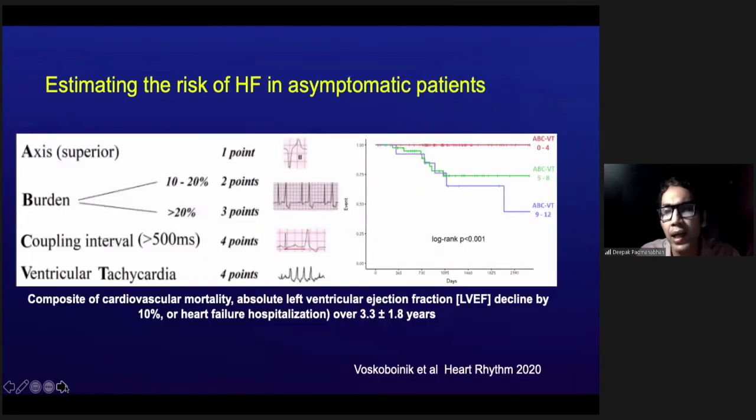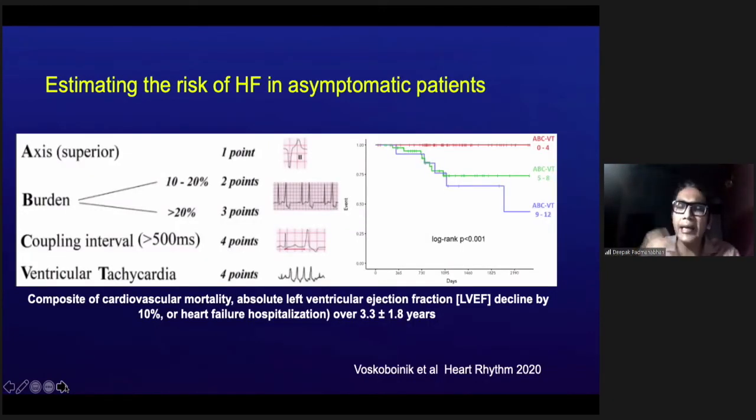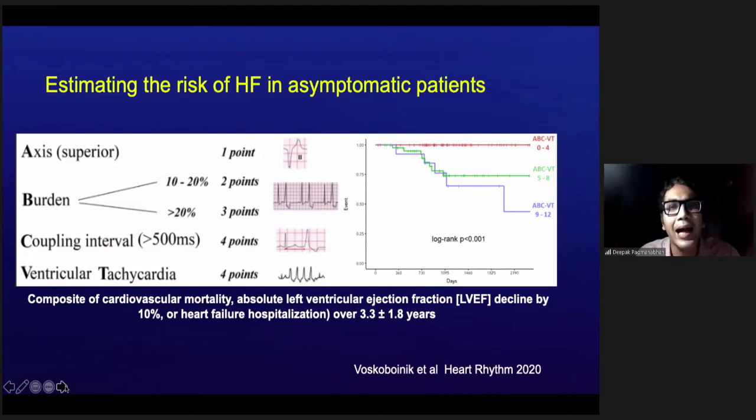Sometimes, while looking at a lot of Holters, we end up seeing a lot of PVCs, and we don't know whether these PVCs are significant enough to do anything. The ejection fraction is normal, the patient is asymptomatic, so there is no real reason for us apparently to intervene. But according to Voskoboinik in this really cool paper at Heart Rhythm, they showed that by looking at the characteristics of the PVCs, we would be able to predict the risk of heart failure in asymptomatic patients.